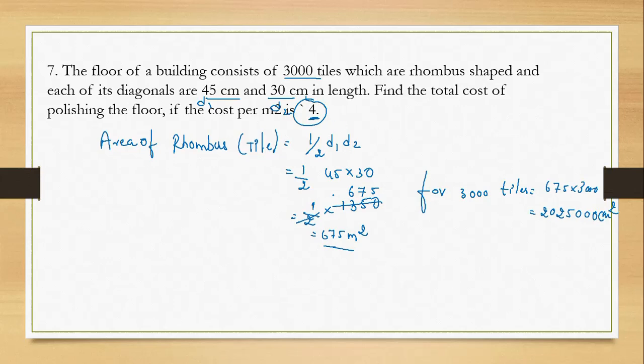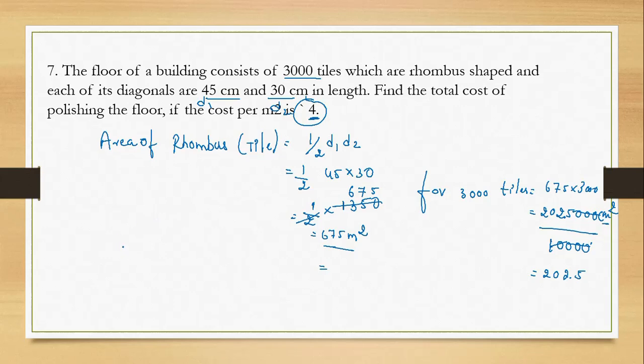This is in centimeter square. We want to convert it into meter. So 1 meter square is equal to 10,000 centimeter square, so we want to divide it by 10,000. So 3 zeros cancel, and for the 1 zero the point will shift here, that is 202.5.